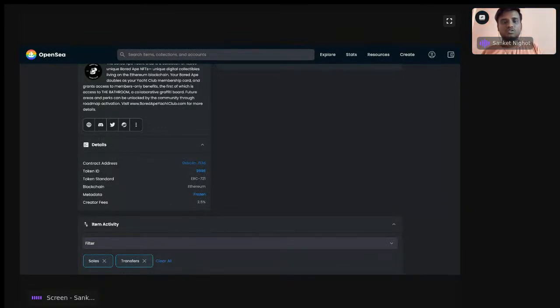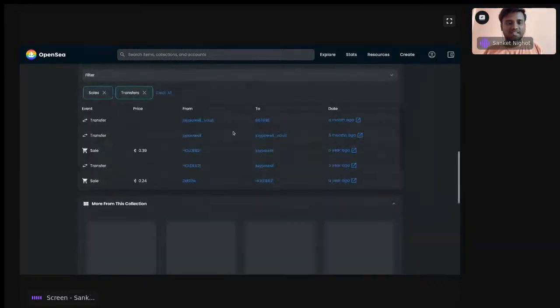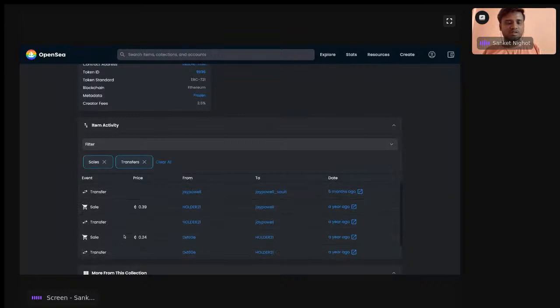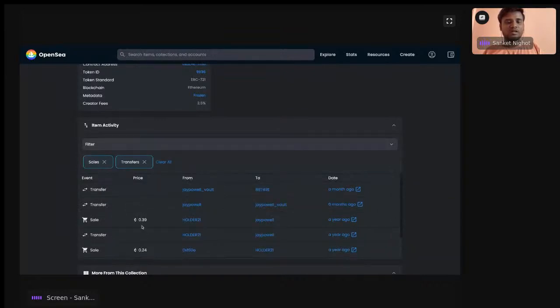Let me show you also. These are the transactions which have happened up till now, the transfers. First, J.O. Powell was the owner. Then from this wallet it was transferred to this wallet, and now from this wallet he has transferred to this wallet. So they are buying NFTs, and you can see all the transactions here. You can see when the sale happened and when the transfer happened.